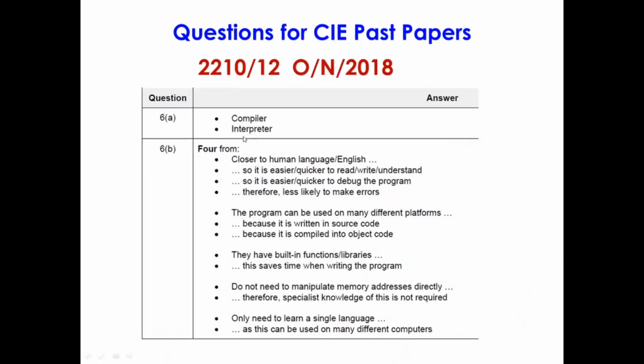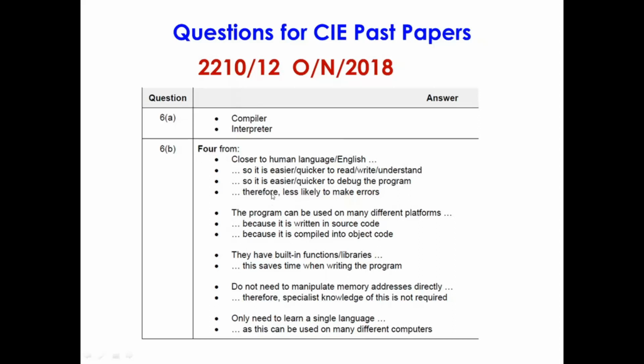So the two types of translators are compiler and interpreter. You do not need any explanation, any definition. You need to write only the name of the translator. Now for the other part, that is part B, why you need to write the program in high-level language. You can write 4 from this. You have 4 marks for this, so any 2 are enough.